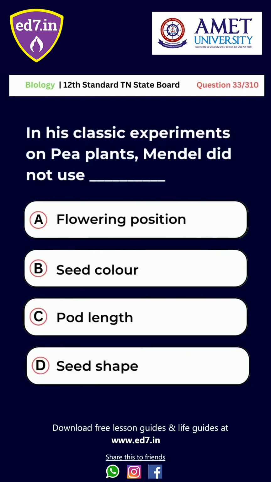Question number 33. In his classical experiments on pea plants, Mendel did not use option A. Flowering position, B. Seed color, C. Pod length, D. Seed shape. And the right answer for this question is option C, Pod length.